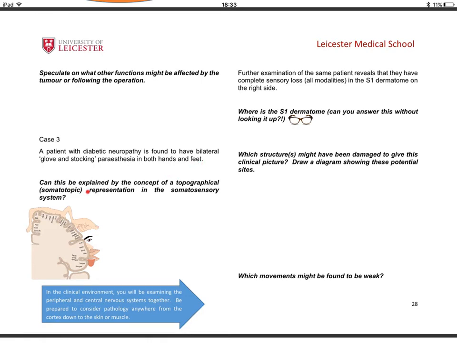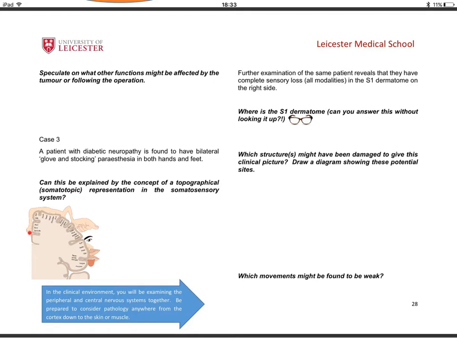You're asked whether this can be explained by the concept of a topographical or somatotopic representation in the somatosensory system. Now, what we mean by this topographical representation is the idea that's conjured up by the homunculus. The homunculus relates to our topographical representation in the sensory system. It's the ultimate icon of this topographical representation, and essentially what the homunculus shows us is that adjacent regions of the body have an adjacent representation in the brain. If we look at the homunculus, we find here is the hand and here is the foot.